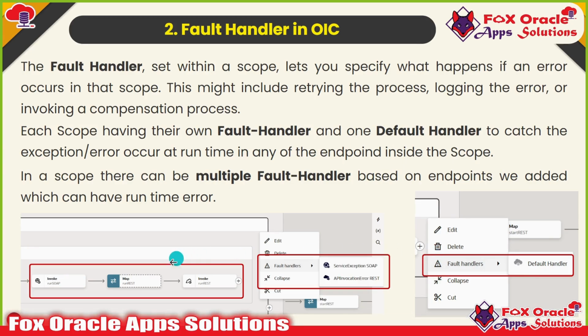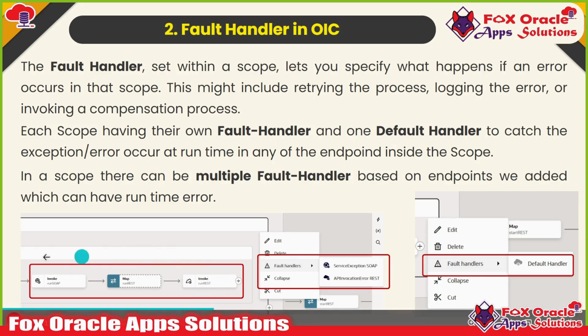it's not limited to only having a default handler. If your scope has multiple endpoints, just like you can see, this is the scope. Here in the scope I had two endpoints, one is REST SOAP and another one is REST. If you go and check the fault handler, you will see these two fault handlers, and they are related to the endpoints which are there. And obviously by default we have the default handler in our integration.